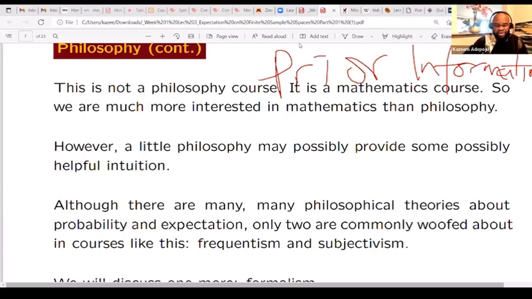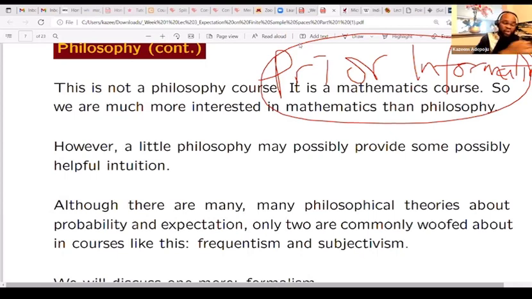What do I mean by prior information? The prior information is the probability of the state of nature before you collect data at all. I'm going to say that again. Before collection of data, what is the belief that you have? The Bayesians believe that is very important as well. We need to combine that with our data.